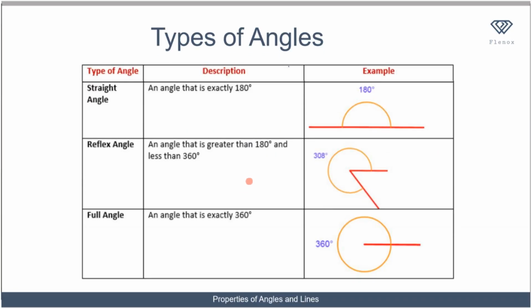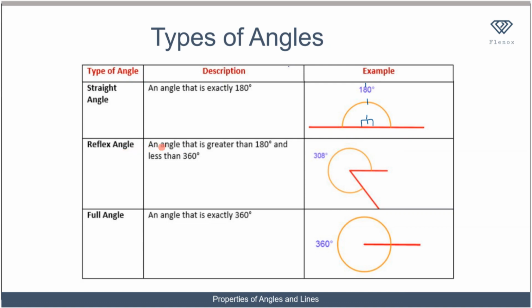Then we have a straight angle. A straight angle is also referred to as a straight line. The angle of a straight line is 180 degrees, because if I divide a straight line into two equal parts, I'm going to have 90 degrees towards the right side and 90 degrees towards the left side, and 90 plus 90 gives me 180 degrees. So the angle on a straight line is 180 degrees.